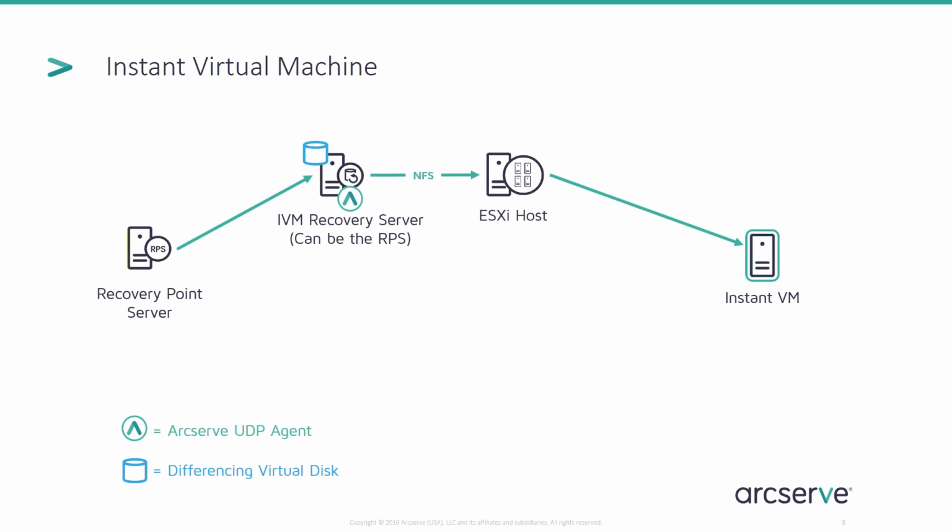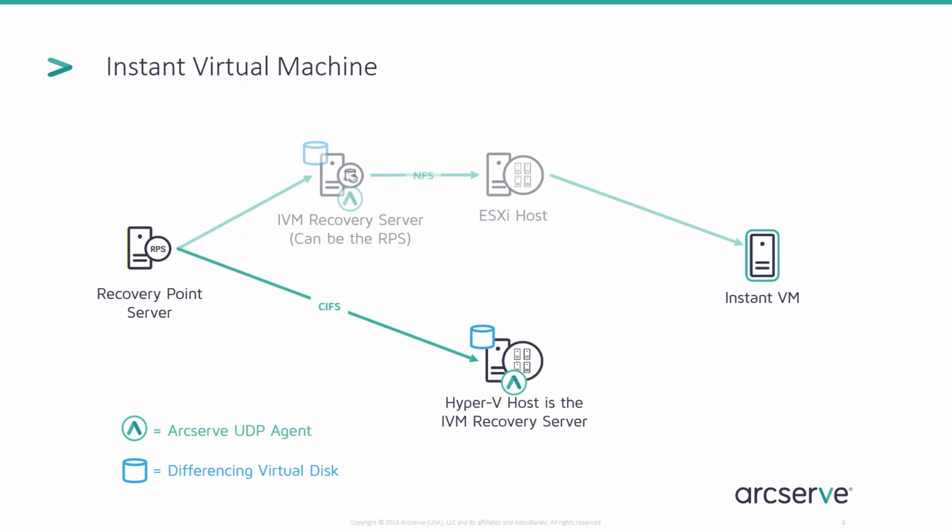With Hyper-V, the concept is similar, but it works in a slightly different way. With Hyper-V, we actually use the Hyper-V host as the recovery server. The Hyper-V host has to have the Arcserve UDP agent installed on it, and the differencing virtual disk is created on the Hyper-V host itself. Once that's done, we can then provision and start the VM on the Hyper-V platform.